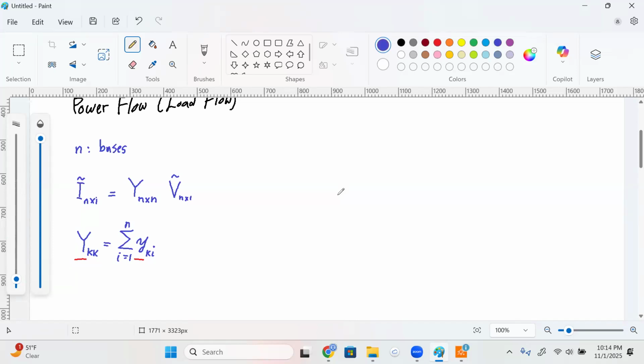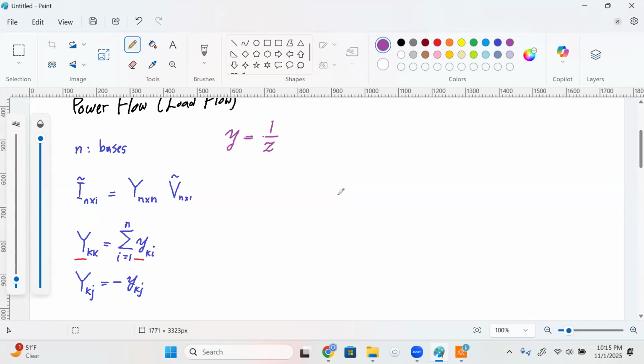What about the off-diagonal elements? The off-diagonal elements, let's show them as Y_KJ. These are going to be minus the actual admittance that is connected between those nodes. And you already know this, but just as a reminder, the admittance is going to be the inverse of impedance. So whatever impedance you have connected between different nodes or connected to one particular node, the inverse of that impedance is going to be the corresponding admittance value.